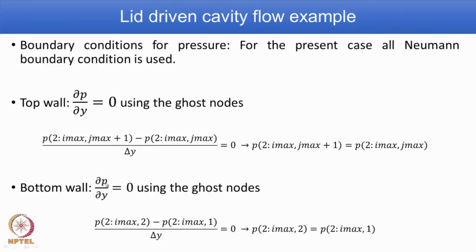Bottom wall, dou p by dou y equal to 0, again using the ghost nodes. Now, we have to pay attention carefully again to the value of j. So, i is from 2 to i max, j is 2 minus p at 2 to i max, and j at 1, by delta y is equal to 0, and you rearrange, we get the expression as shown here.